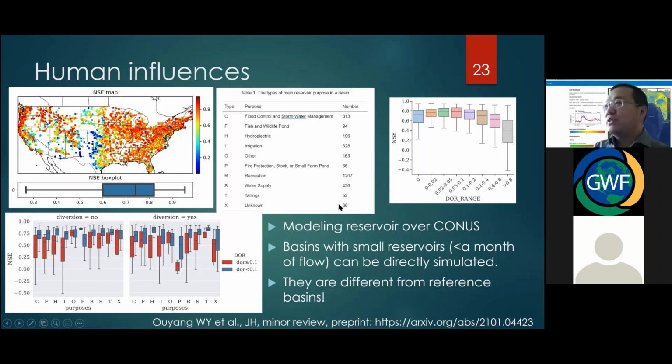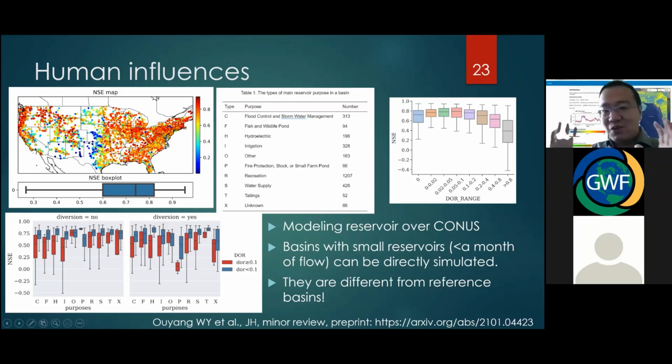We find that the model can do a very good job when you have a degree of regulation that's pretty much a metric of how much water you can store. If that degree of regulation is less than or equal to 0.1, that's about a month of water. Okay, the reservoir can store about a month of water. Then the NSE is right here. It's like 0.72-ish to 0.8. Okay, that's very nice.